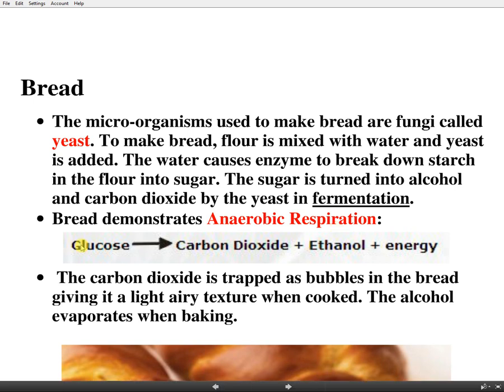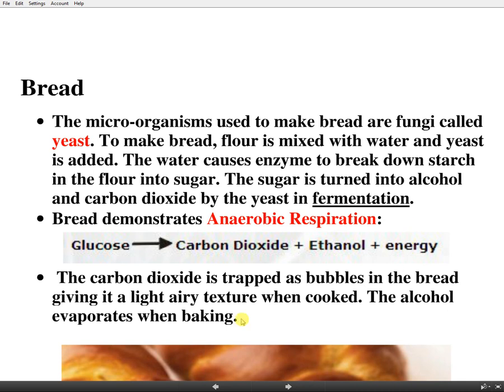Yeast breaks down glucose in the bread, and that produces carbon dioxide, ethanol, which is the chemical name for what we would normally call alcohol, and energy. So this is the energy the yeast needs to grow and function.